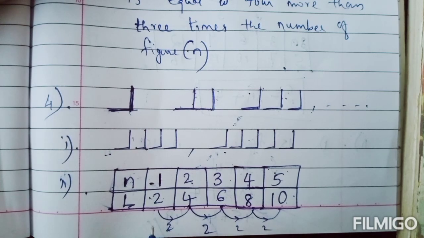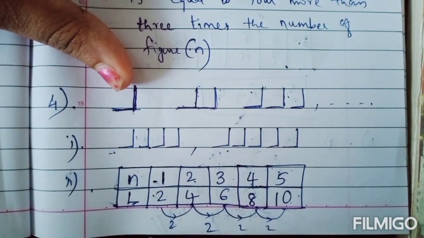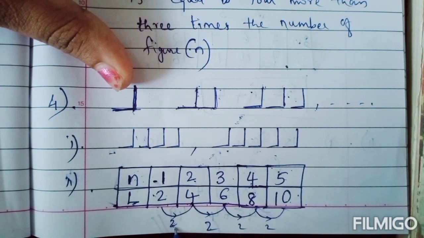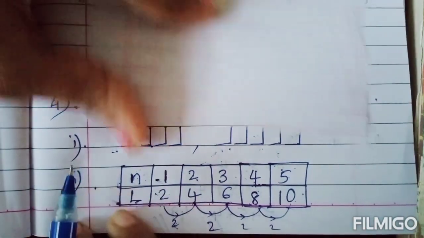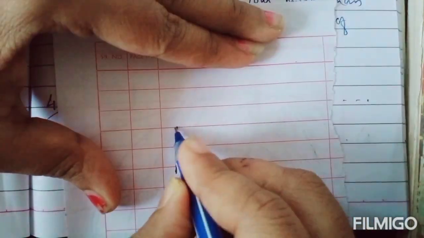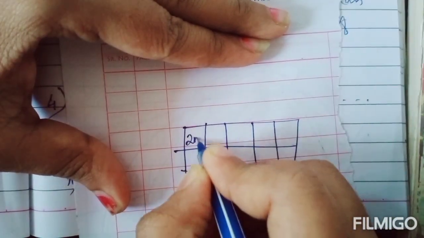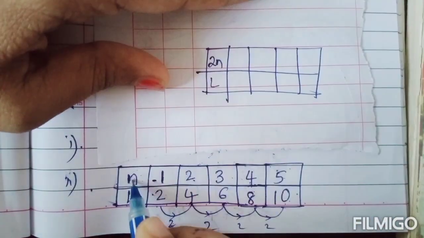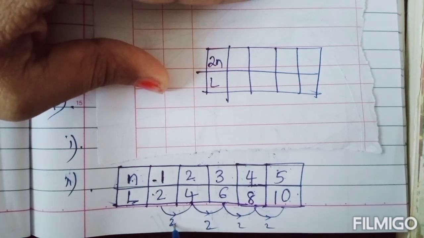Okay, so what to do? Usually we just construct another table. In the first row, you multiply this n by 2. So the first row will be 2n and the second row will be L. So I am constructing that table. In the first row, n is multiplied by 2, and in the second row it will be L. This n is multiplied by 2 because L increases by 2, that's why.